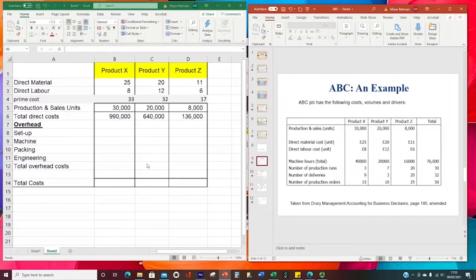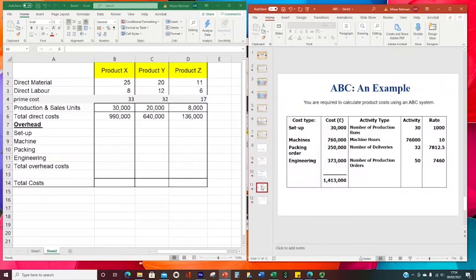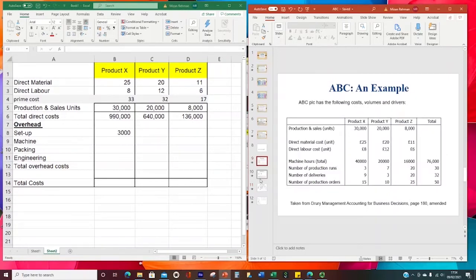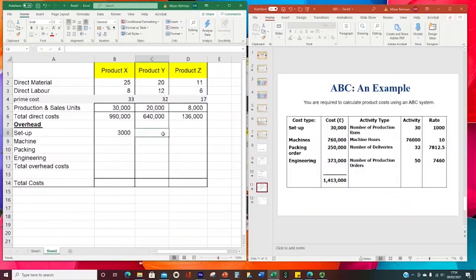So first of all, if you look at setup, the number of production runs, and that is basically setups, were 3 for X. And so 3, remember this please, 3, and each time it cost us 1,000. So equal sign 3, not 30. So 3. Then we have a setup cost for Y. We got 7 setups. The cost per setup is 1,000. So 7 times 1,000.